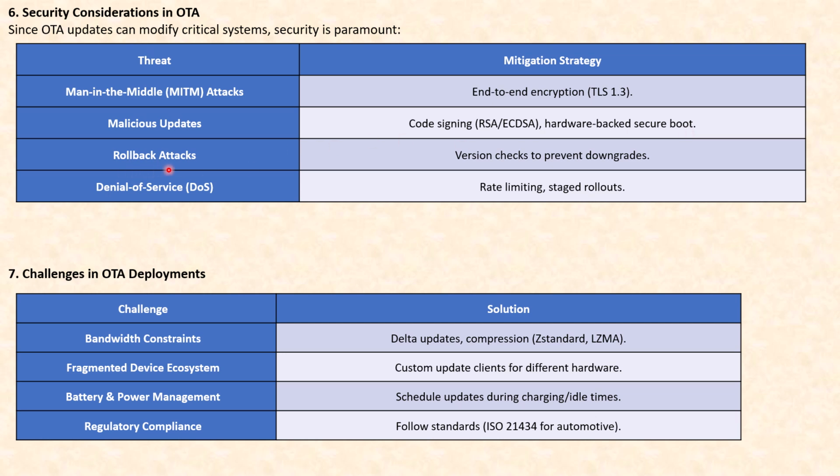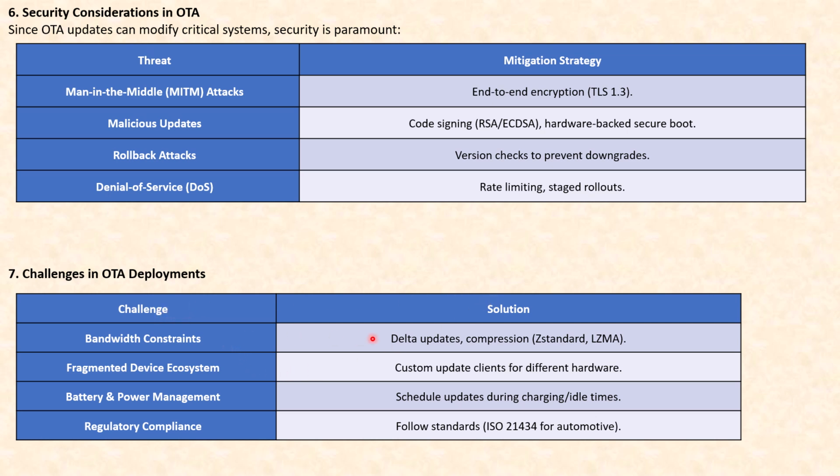And rollback attack is also a very notorious threat. Coming to rollback attack, the mitigation is version checks to prevent downgrades. And for denial of service, it is rate limiting and staged rollouts. Now, considering these challenges in OTA deployments, here we will see the challenges and also the solutions.